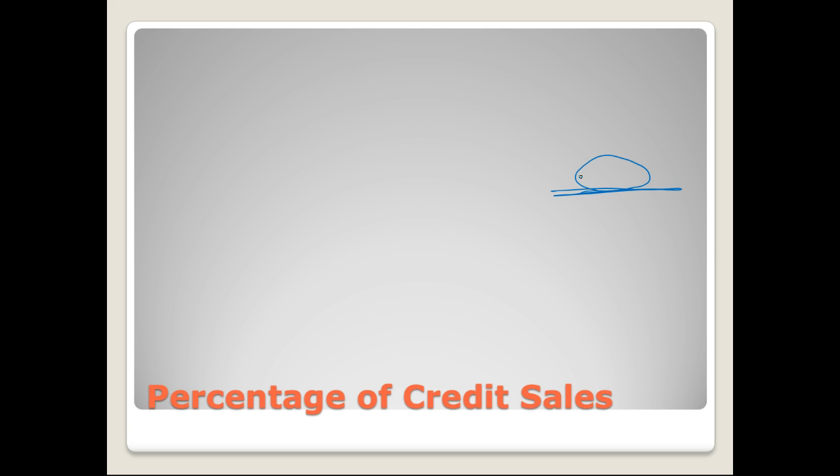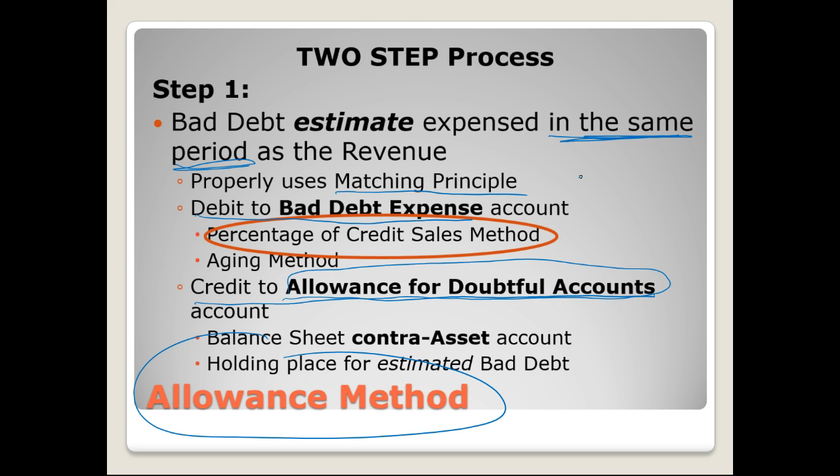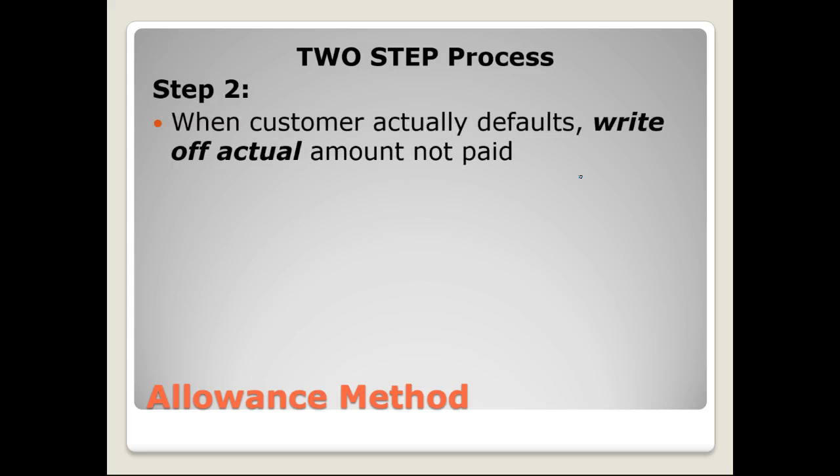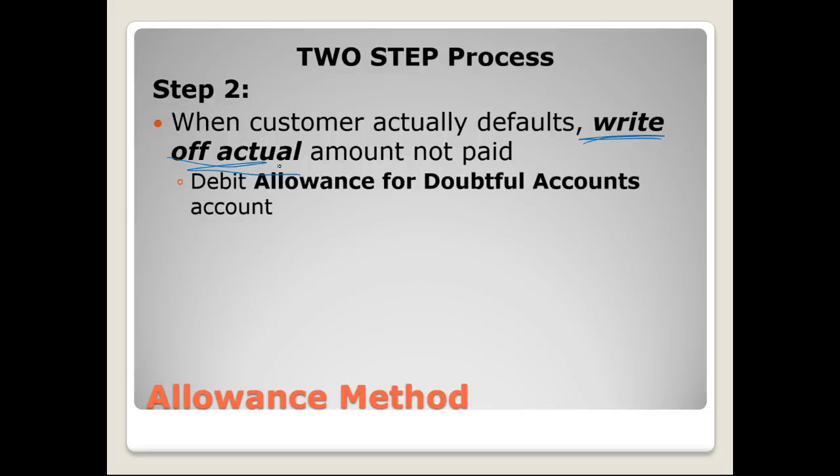All right, now if you recall, step 1 was estimating the bad debt expense in the current period. Step 2 is when the customer actually defaults. Then, and only then, do we do what we call the write-off. The write-off means I actually take that amount out of my accounts receivable. I no longer expect to collect it. And we do that first by clearing out that allowance for doubtful accounts by the actual amount that has been defaulted on. So I'm going to debit allowance for doubtful accounts.